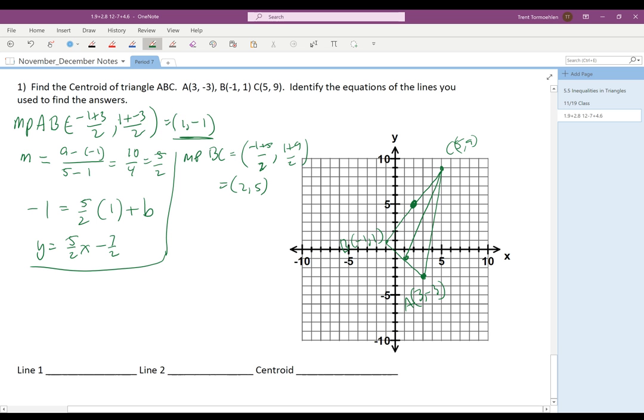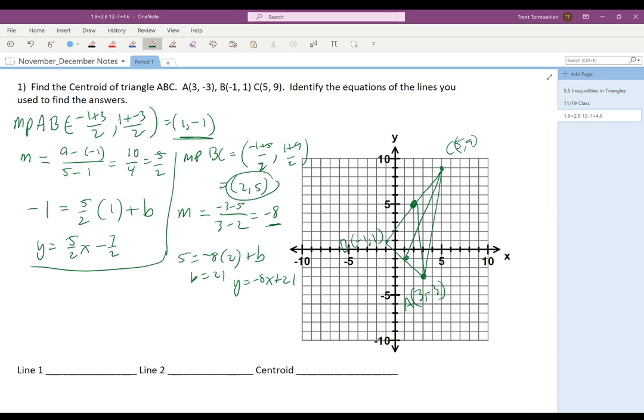And then we need to connect that to A, which is (3, -3). So when we find the slope of this median, it's going to be -3 minus 5 over 3 minus 2. That gives you a slope of -8. Use this point, slope -8, and you get 5 equals -8 times x, which is 2, plus b. So b is 21. So your equation for this line is y equals -8x plus 21. There's a third equation you could find by finding the midpoint of AC, but you don't need to because I just said find 2 of them.